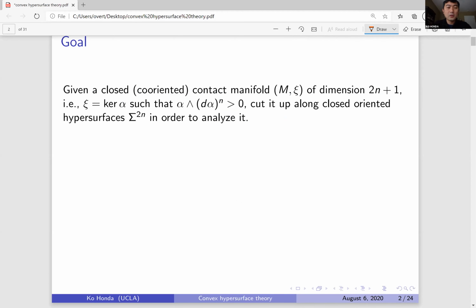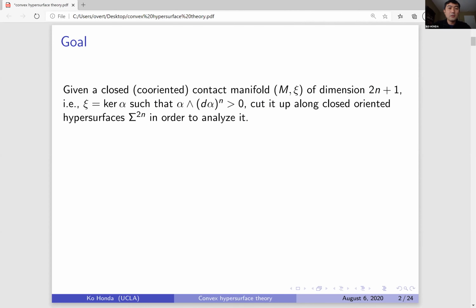Okay, so the goal is the following. Given a closed co-oriented contact manifold (M, ξ) of dimension 2n+1, so today our ambient contact manifold is always going to be 2n+1 dimensional. The contact structure is given by a global one form α, such that α ∧ (dα)^n is always some sort of positive function times a volume form.